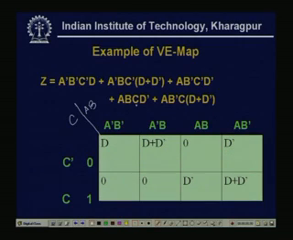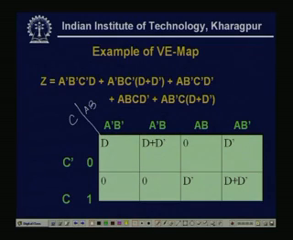Now ABCD', this is the second row, third column. This is ABCD', so I put D' here. And in the second row, fourth column, AB'C times D plus D', so I put D plus D' here.